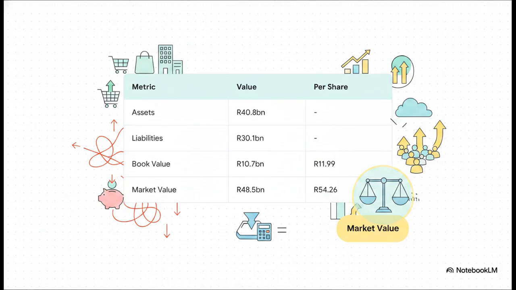On their books, they meticulously recorded 40.8 billion rand in assets and 30.1 billion in liabilities. That leaves a hard accounting book value of exactly 10.7 billion, or roughly $11.99 per share. But out in the wild, because of immense investor optimism and brand trust, the shares were trading at 54.26. That gives the company a massive market value of 48.5 billion. The market's perception completely and totally outpaced the strict accounting reality by tens of billions of rands.